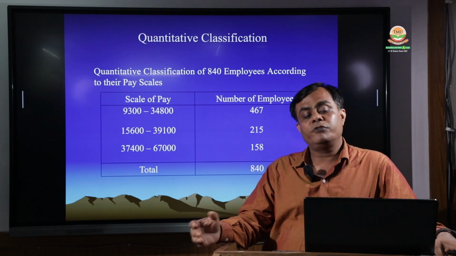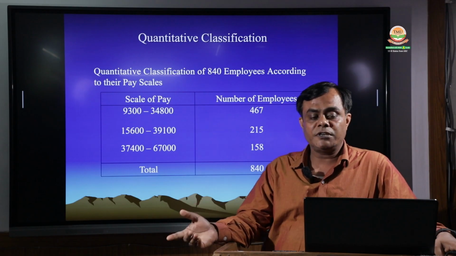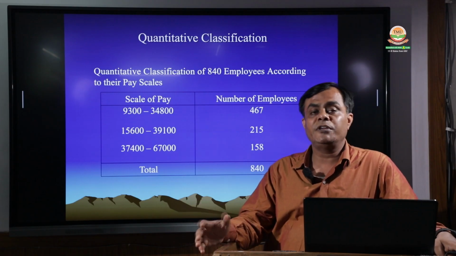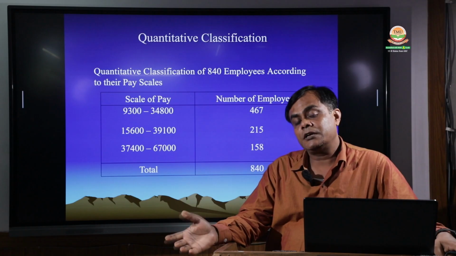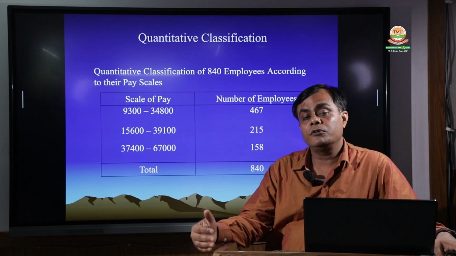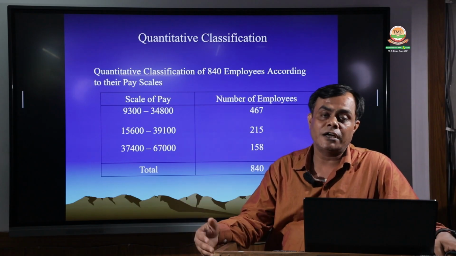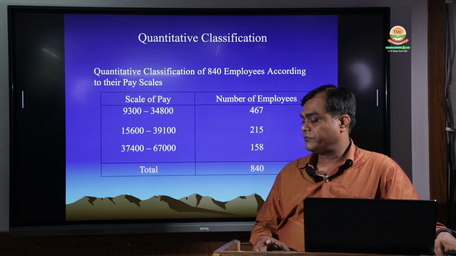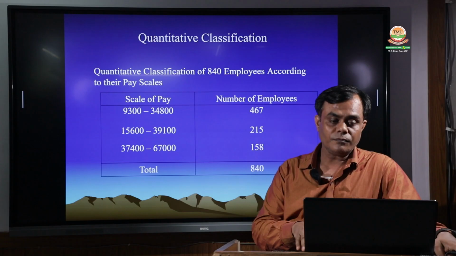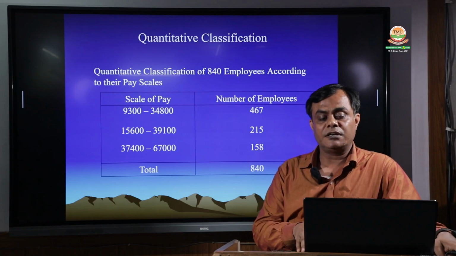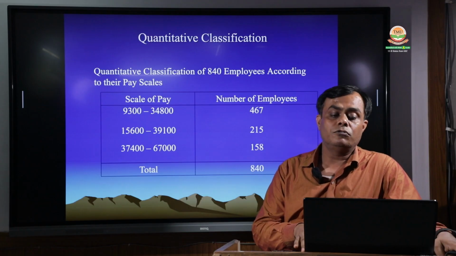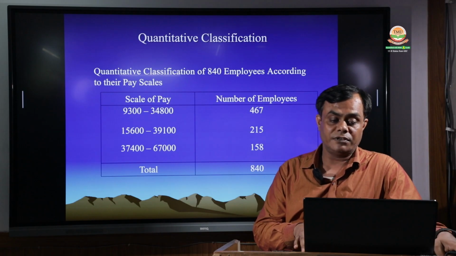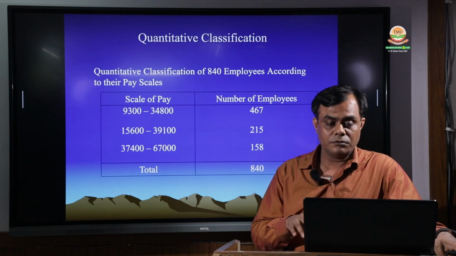So there are different ways to classify quantitative data. We can classify data on the pay scale basis, on the income basis, on the age basis, or the height basis. So on different bases we can classify the data, and that type of data classification is called quantitative data classification.